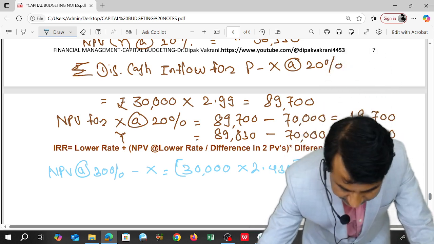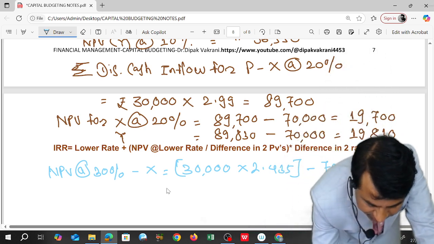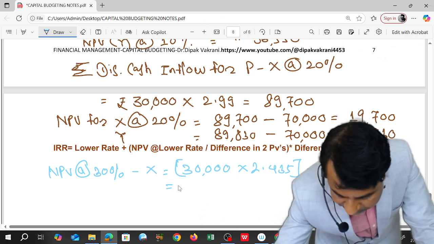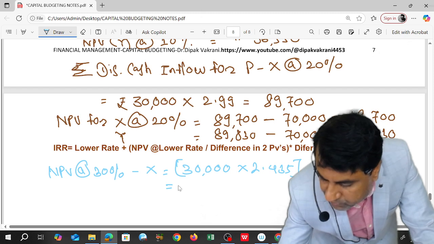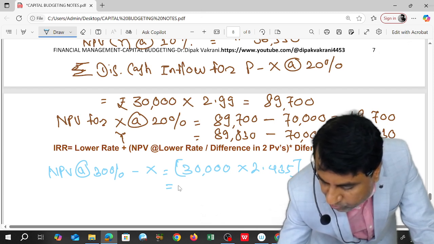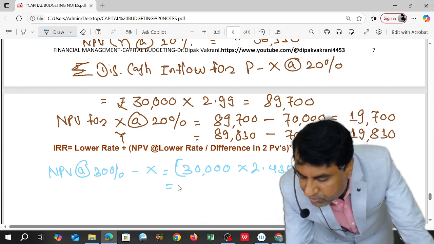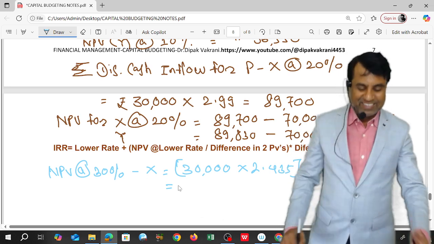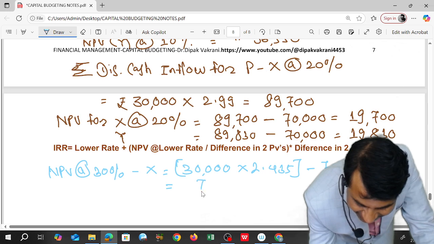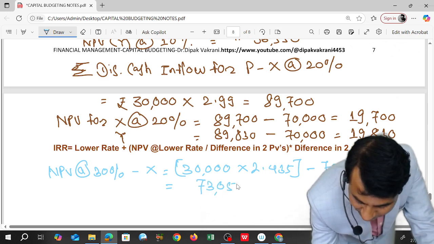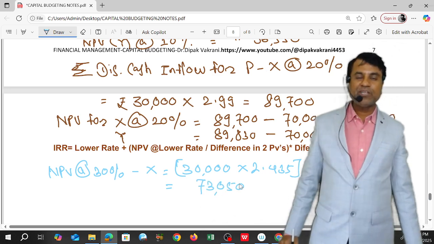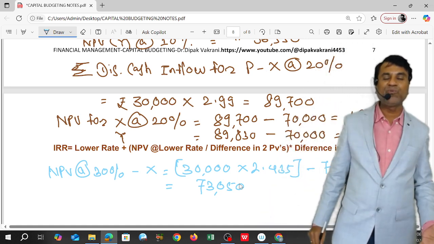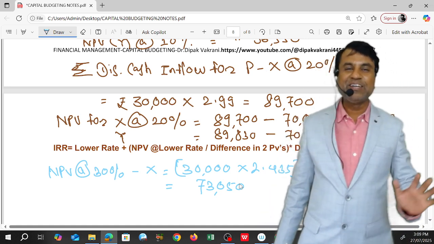let's do Y also. First, let's multiply and work out the NPV, and see whether it comes positive or negative. 30,000 into 2.435, it is coming 73,050. Look, still it has gone down the drain. Why? Because still it is coming positive. Now it is 73,050. This is how it is problematic, my dear, because you need to try till it becomes negative. Still this 73,050 and our cash outflow is 70,000, so at 30% also it is positive.